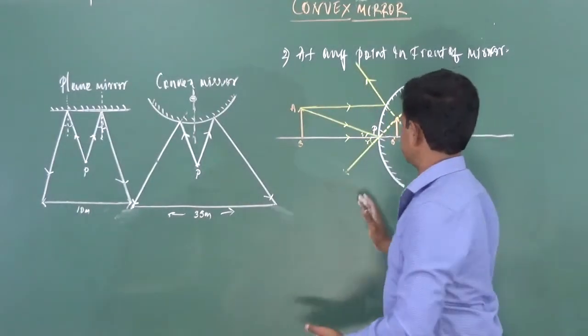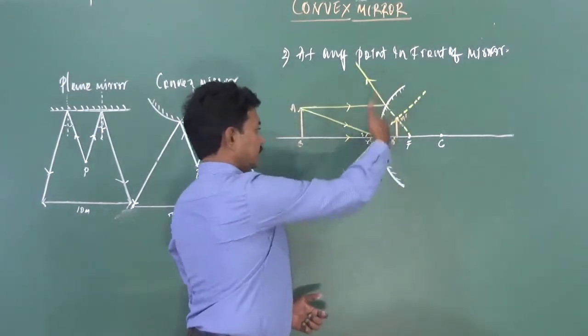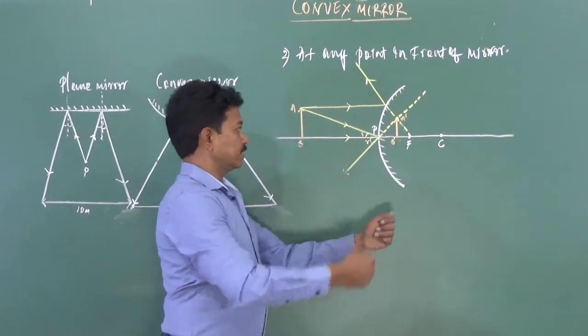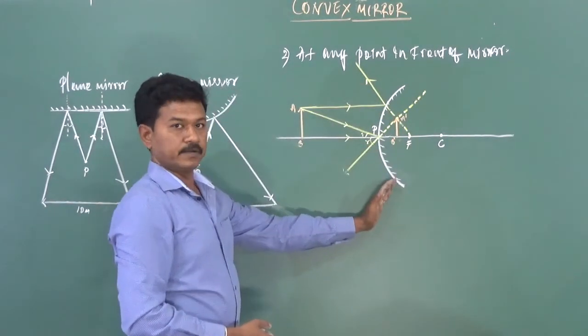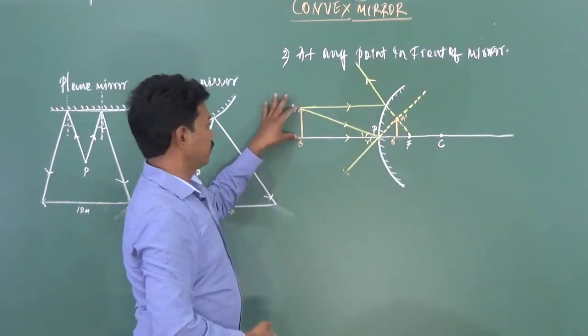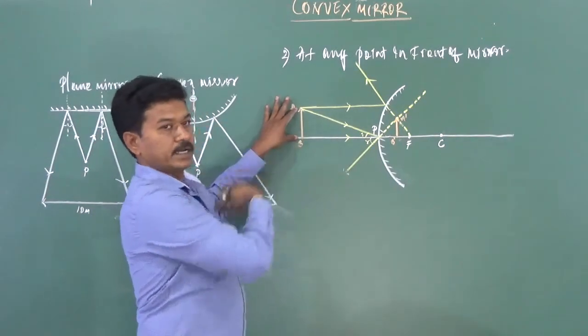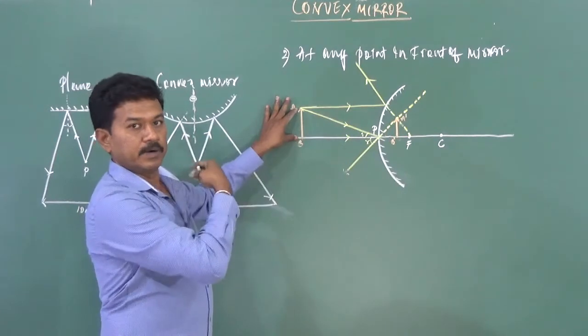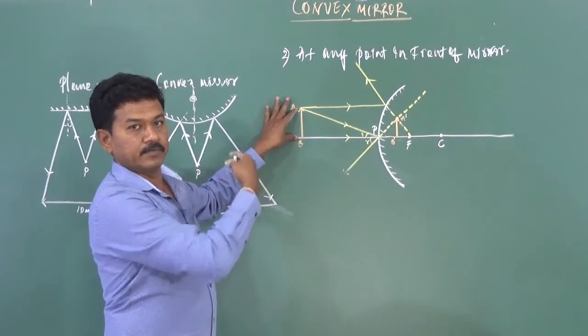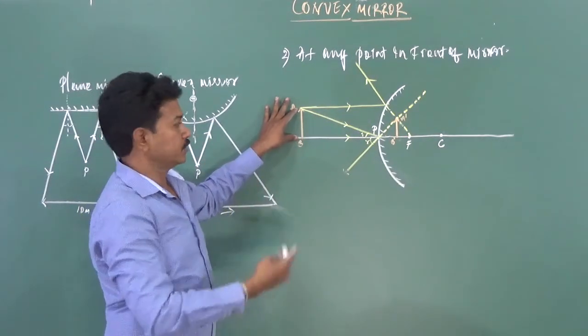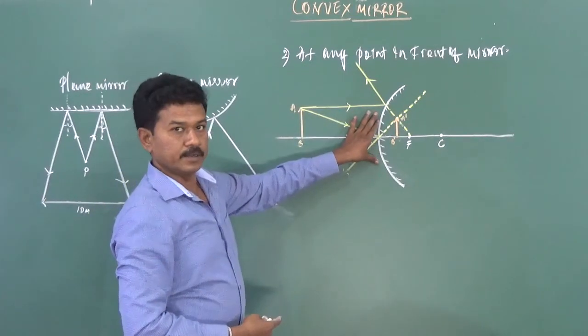For example, this is the mirror. I am driving my car. This is the rear view mirror. Behind the car, I have an object. I cannot look back while driving to see which vehicles are coming, or to see the traffic behind me. Therefore, I use a rear view mirror.